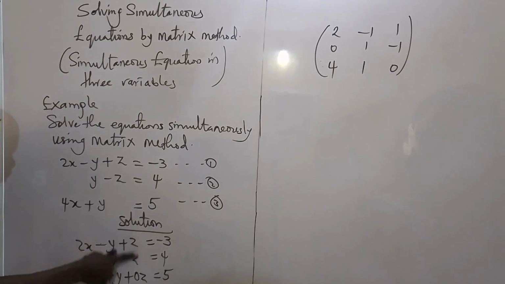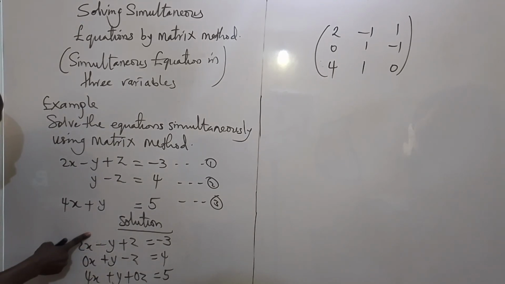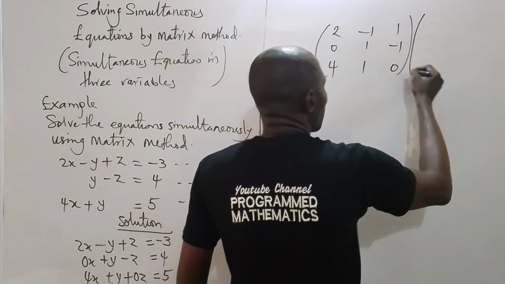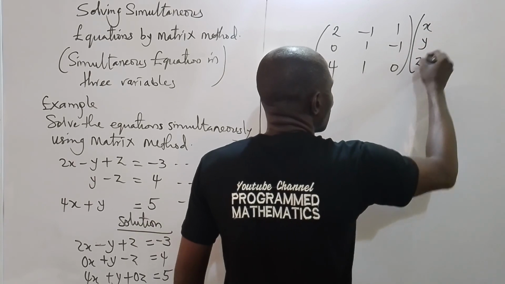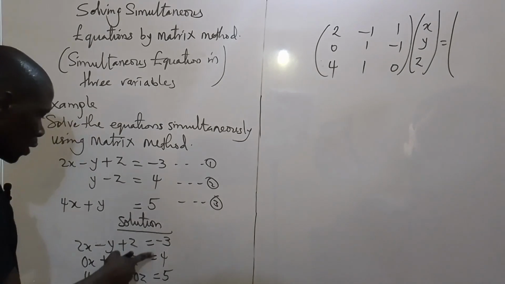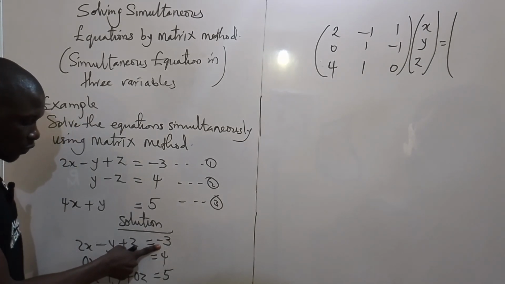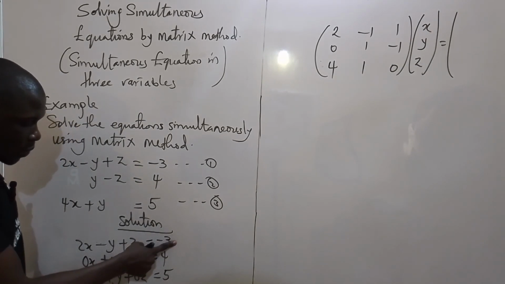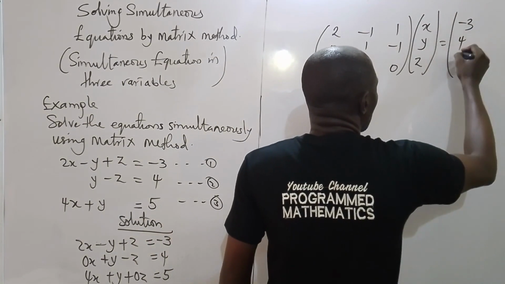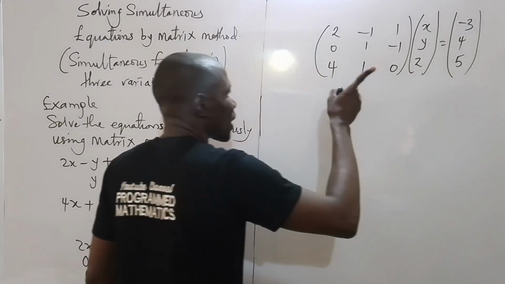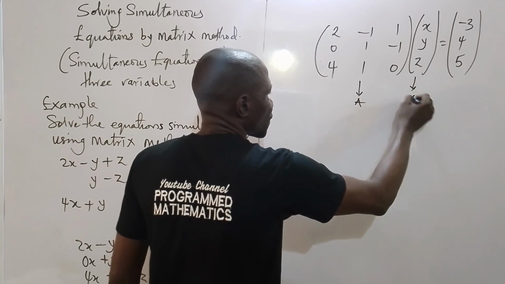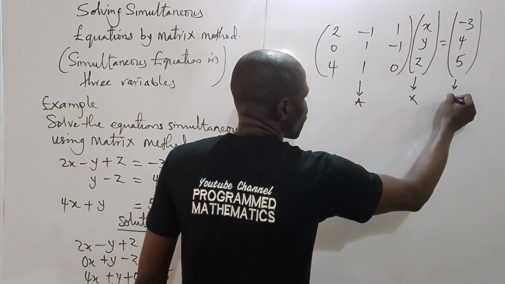Then the next is the matrix of the variables. In the order of appearance, x, y, z, we form the column here, x, y, and z, equals the third matrix there, the matrix of the results after the equal sign: minus 3, 4, 5. Now, don't forget the former approach. We call this one matrix A. This is matrix X, capital X, and this is matrix B.